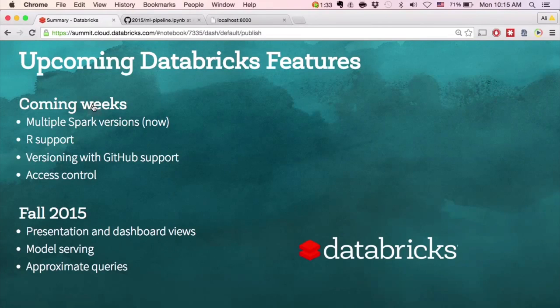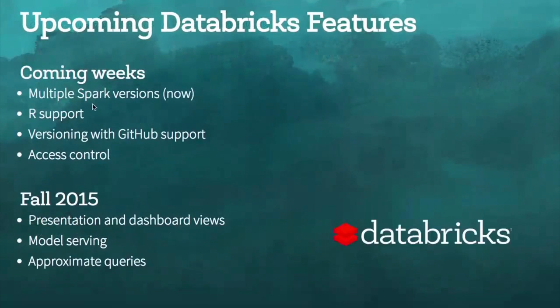Okay, so let me summarize. Let's go to full screen here. Okay, so I went through a lot of features, and this is all now GA, so you can go to databricks.com, click sign up, and get access to this. So the features that you saw, many of them are coming out in the coming weeks. Multiple Spark versions, that's already there, so you can get that today. R support, also rolling out soon. Versioning with GitHub integration, and access control, so you can have people helping you and granting access to other people. And in the fall, you'll be seeing presentation and dashboard views, which is what I'm using right now to present this slide, and the model serving third-party app.